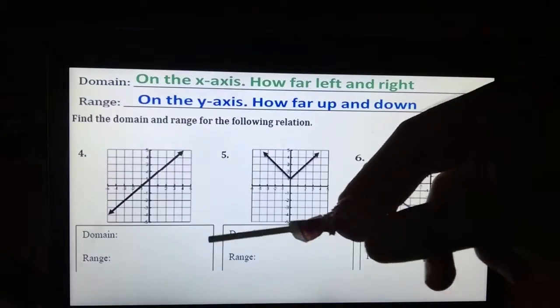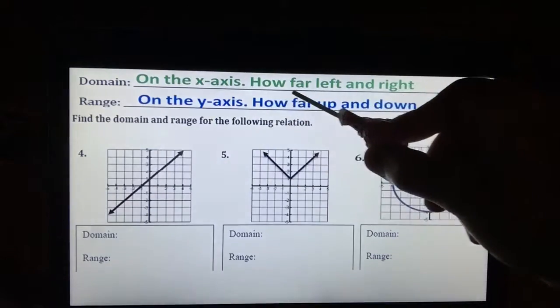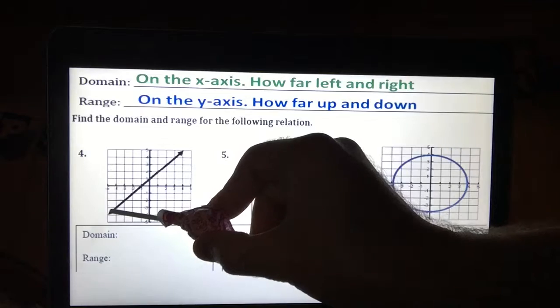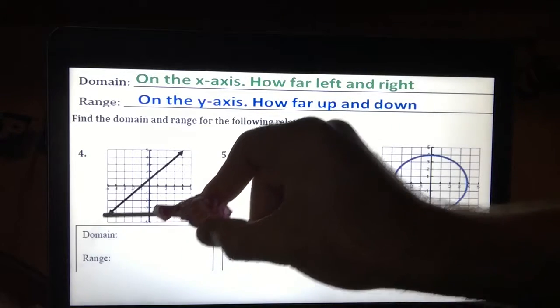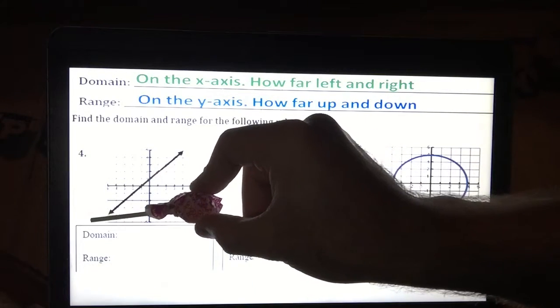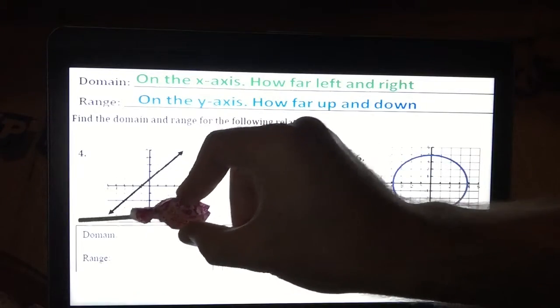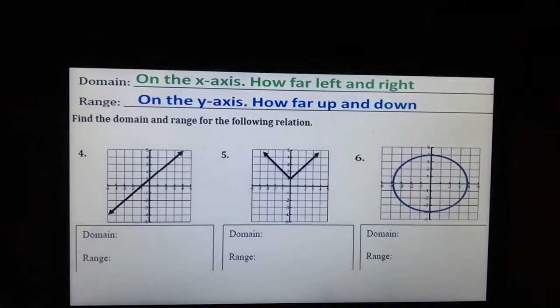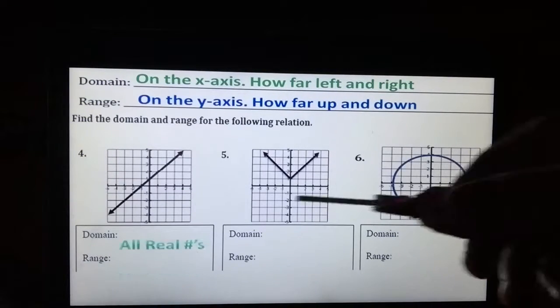Okay, so now let's go ahead and look at number 4. We're going to first identify the domain. And again, the domain is how far to the left and to the right that the graph will go. Since this arrow is pointing down and to the left, technically it's going to go to the left forever because it's an arrow. Okay, and then it's also going to go to the right forever.